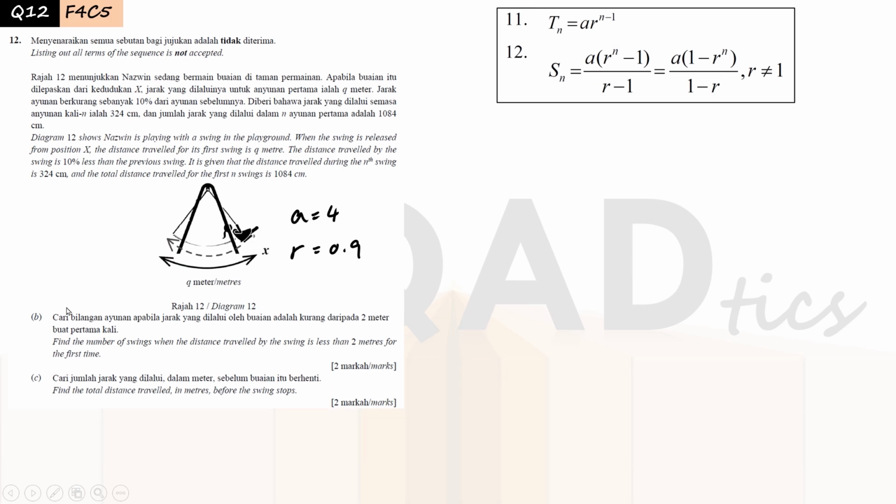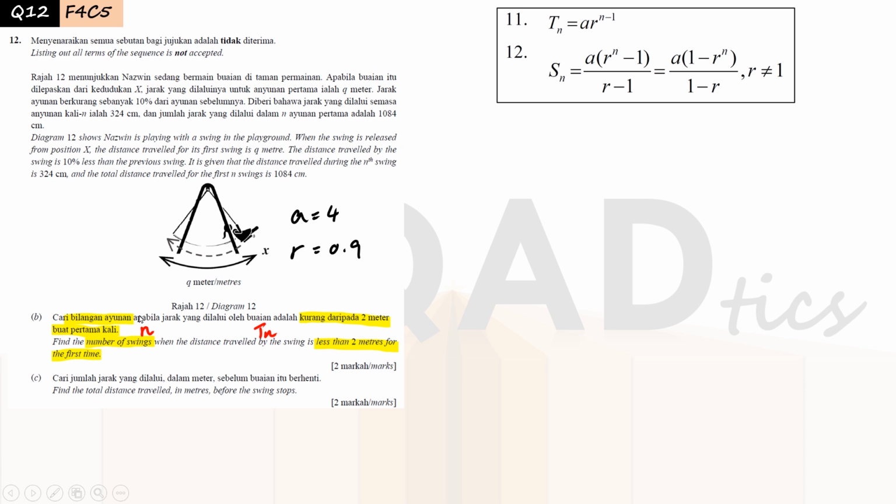For part B, it says we need to find the number of swings. So number of swings is the value of n when the distance traveled by the swing is less than 2 meters for the first time. Okay, so this distance traveled by the swing is that swing itself. It's just that swing. It's not, for example, the total distance for the first n swings. Okay, this one we use as Sn, but because of the swing itself only, we are going to use the Tn formula. Okay, so this would be Tn.